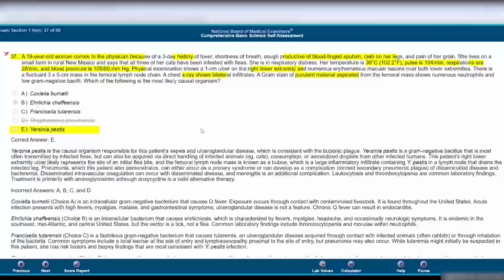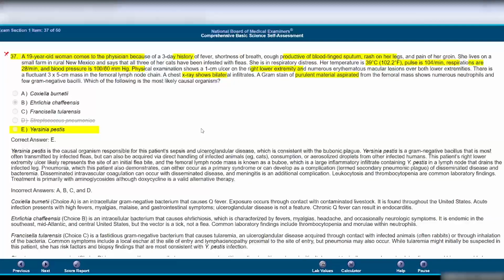A 19-year-old woman comes to the physician because of a 3-day history of fever, shortness of breath, cough productive of blood-tinged sputum, rash on her legs, and pain of her groin. She lives on a small farm in rural New Mexico and says that all 3 of her cats have been infested with fleas. She is in respiratory distress. Her temperature is 102.2, pulse is 104, respirations are 28, and blood pressure is 100 over 60. Physical examination shows a 1 centimeter ulcer on the right lower extremity and numerous erythematous macular lesions over both lower extremities. There is a fluctuant mass in the femoral lymph node chain, bilateral infiltrates on the chest X-ray, and a gram stain of purulent material aspirated from the femoral mass shows numerous neutrophils and a few gram-negative bacilli. Which of the following is the most likely causal organism?